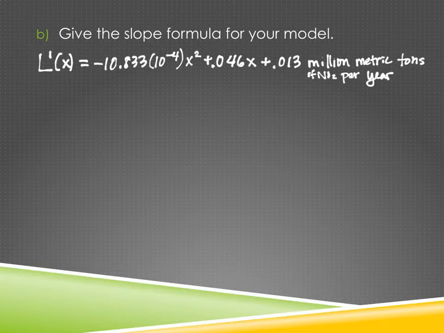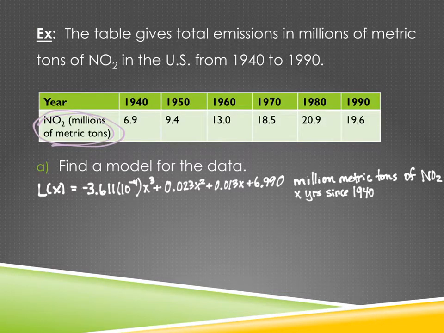What's missing now? The input, yeah. Which should match exactly what we had before, right? X years since 1940. Oh, we left the interval off. Yes, I'm sorry. You're right. So this one would be 0 less than or equal to x less than or equal to 50.